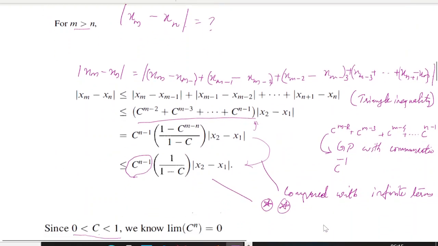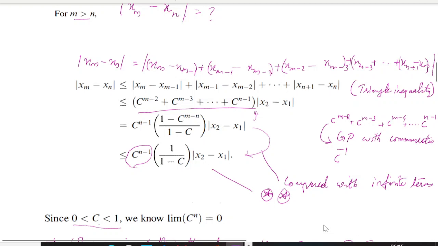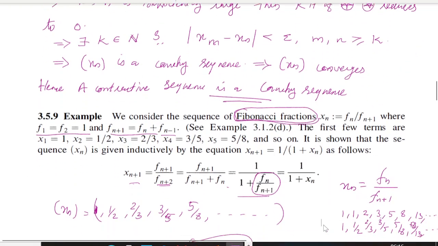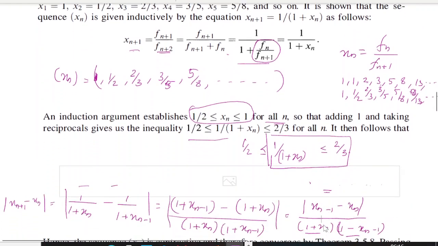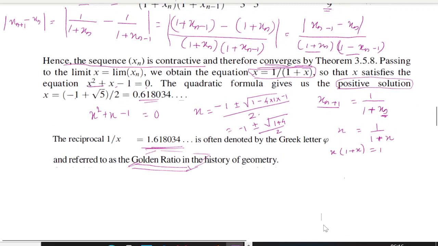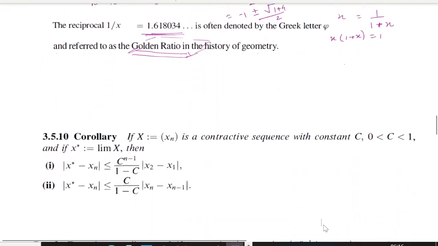And we will have this idea: whenever you are finding xm minus xn, you will get this as c raised to n minus 1 into 1 by 1 minus c into modulus of x2 minus x1. This thing we will make use of in proving a corollary today. And we have seen one example, that example resulted in the golden ratio. So today we will start with the corollary.